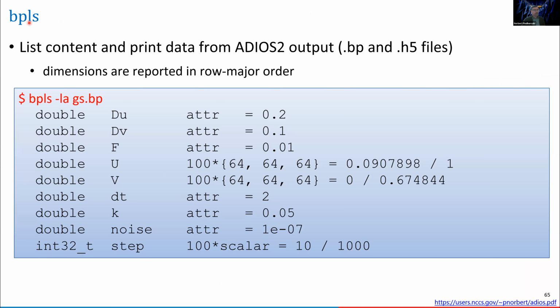Then you can use the bpls tool to list the content. This works on ADIOS BP and HDF5 files. So this is the Gray-Scott example. The two big data, the 3D arrays, are U and V, and in this example it means we have 100 output steps of 64 cube data, and the global minimum and maximum are these values on this array. And then we have some attributes saved that were the input parameters to this example.